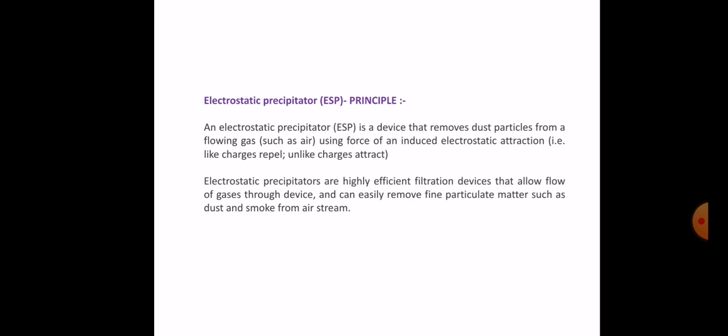Electrostatic precipitators are highly efficient filtration devices that allow the flow of gases through the device and can easily remove fine particulate matter such as dust and smoke from the airstream. So in this way we can easily remove particulate matter such as dust and smoke from the air.